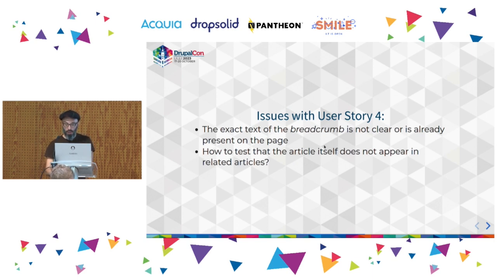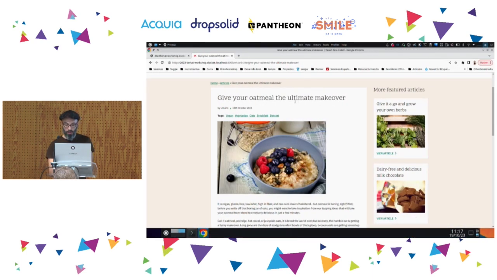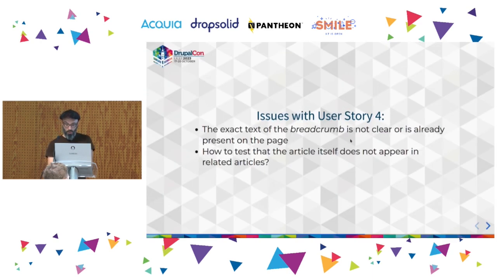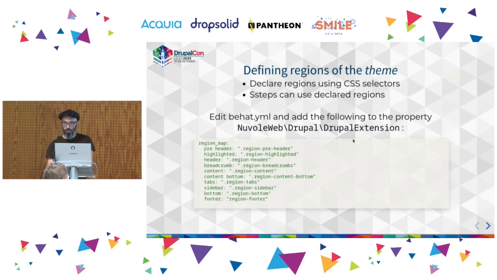Also, for example, I can test that there are related articles, but how can I test that the article itself is not appearing in the related articles? Because if I check for this title, this title could appear on the more featured articles. So there's no direct way to detect that the same article is in the featured articles. That's why we're going to introduce defining regions of the theme. So you can declare to Behat the regions of your theme, and then you can test things on a given region. Okay.